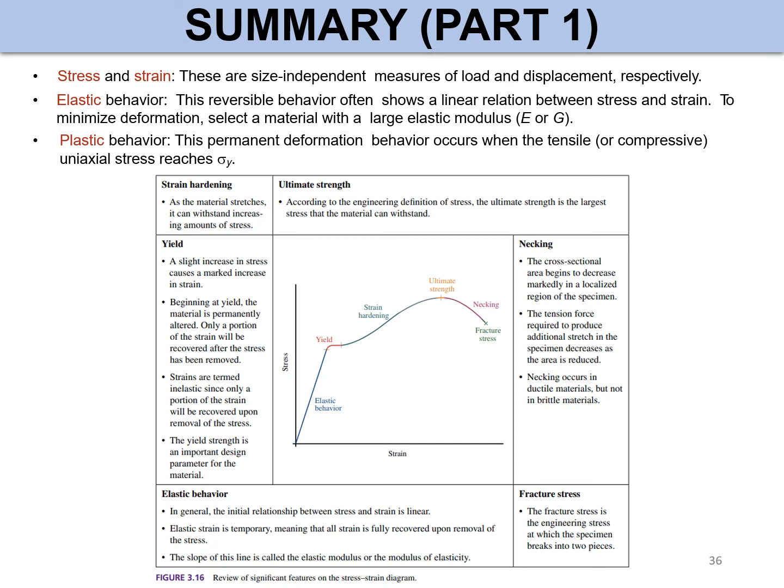Right, to summarize, in our part 1 and part 2, stress and strain are size-independent measures of the load and displacement respectively. Elastic behavior, the reversible behavior, often shows a linear relation between stress and strain. To minimize the deformation, select a material with a large elastic modulus. Plastic behavior is the permanent deformation behavior that occurs when the tensile or compressive uniaxial stress reaches the yield point.